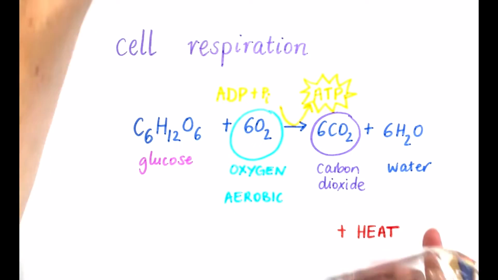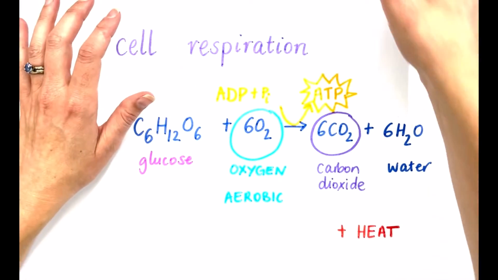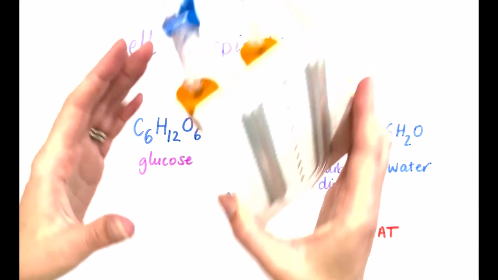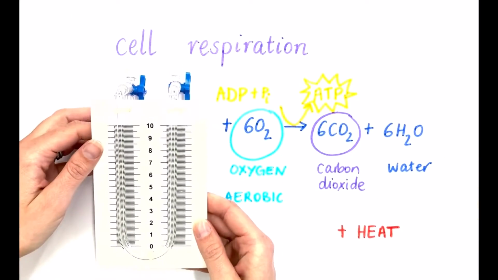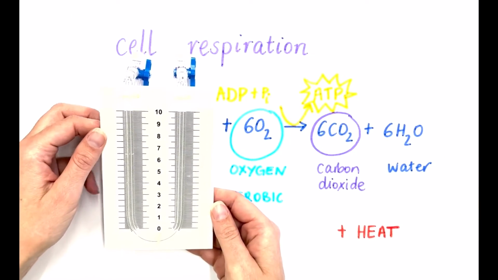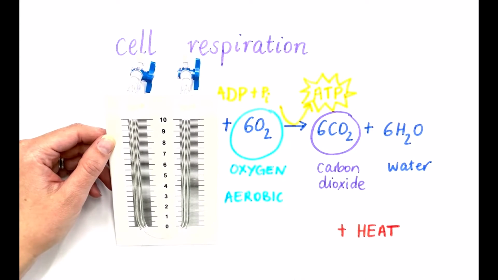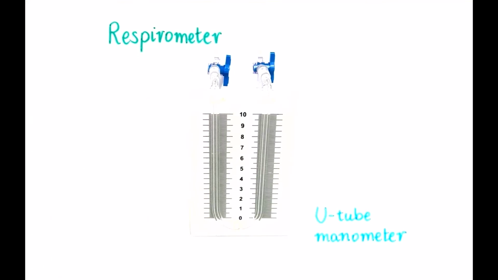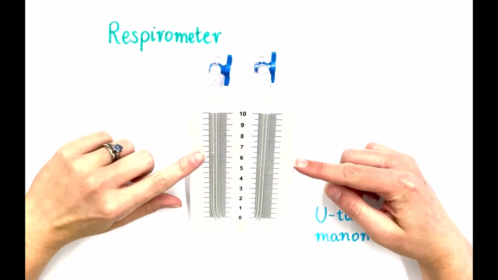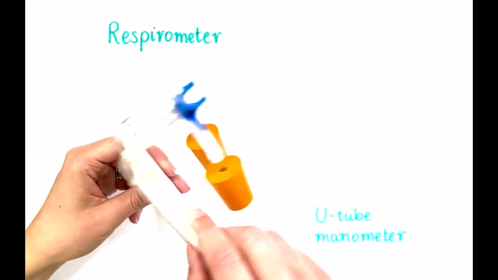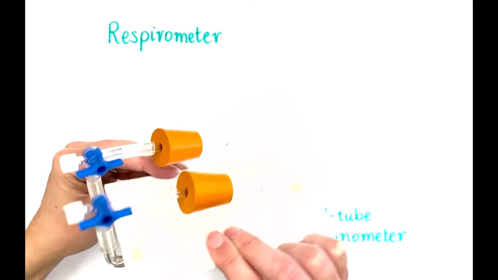Now the other one, and one that comes up in exam questions a lot, is this one here. This one is called a respirometer, and I'm going to take you through this. Let me move this piece of paper and show you. Right, so here's our respirometer, or at least part of it. I haven't actually attached the tubes yet.